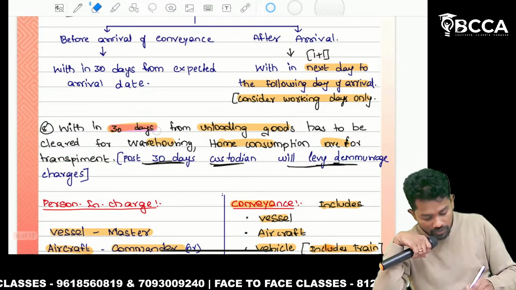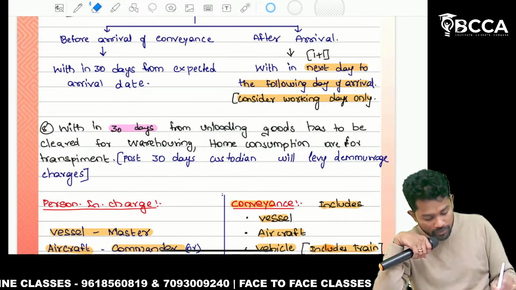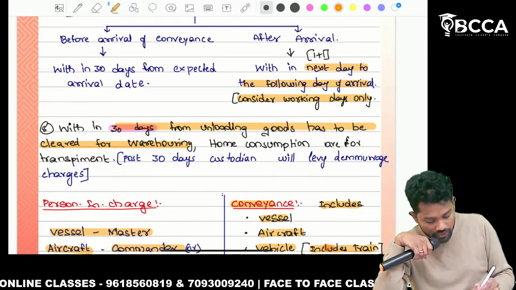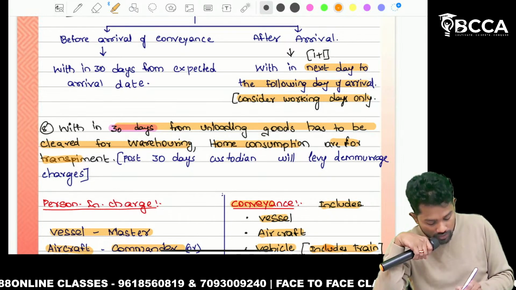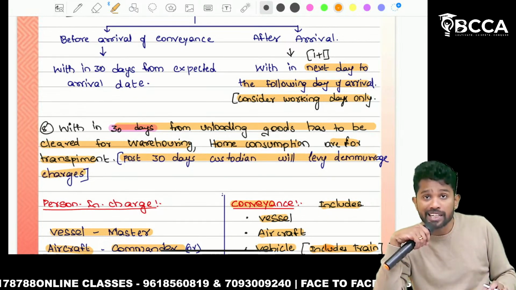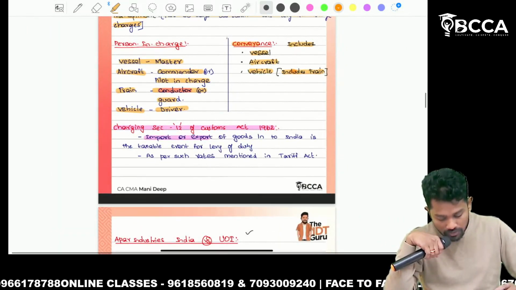Within 30 days from unloading, goods have to be cleared for warehousing, home consumption, or transshipment. After 30 days, the custodian will levy demurrage charges. Okay, this is the process of import.